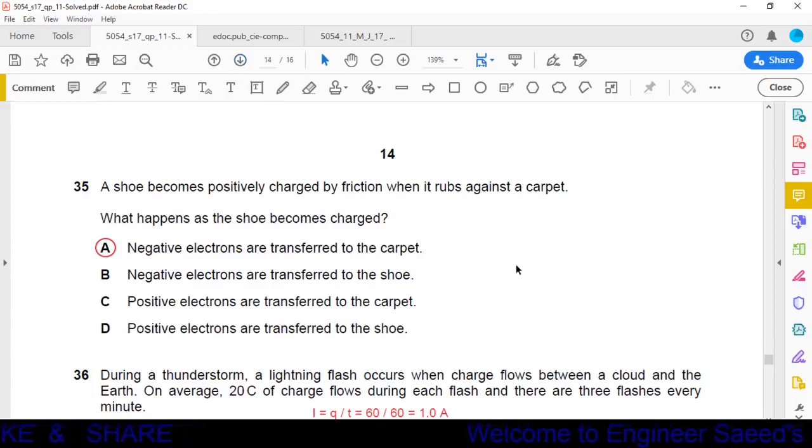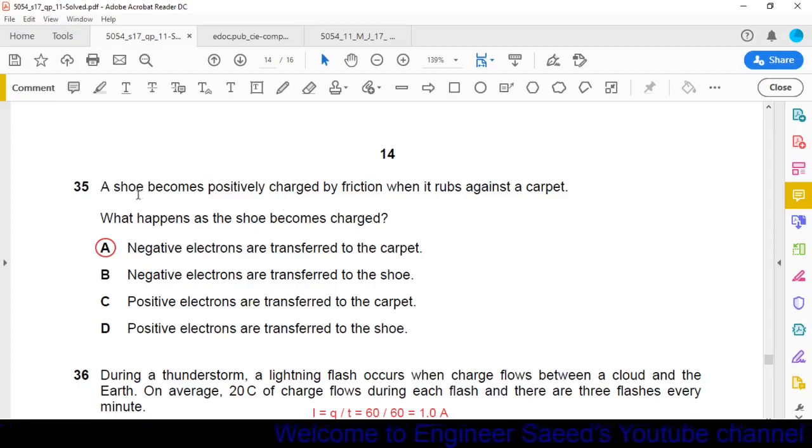Question number 35. A shoe becomes positively charged by friction when it rubs against a carpet. What happens at the shoe as the shoe becomes charged? Option A, negative electrons are transferred to the carpet. Option B, negative electrons are transferred to the shoe. Option C, positive electrons are transferred to the carpet. Option D, positive electrons are transferred to the shoe.